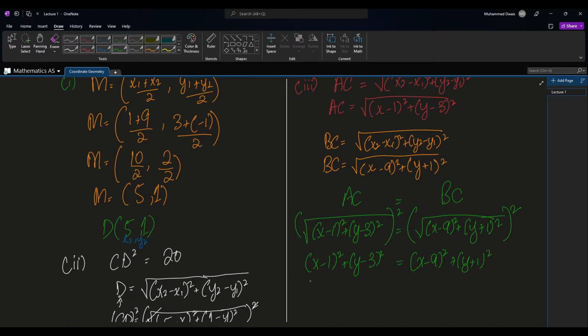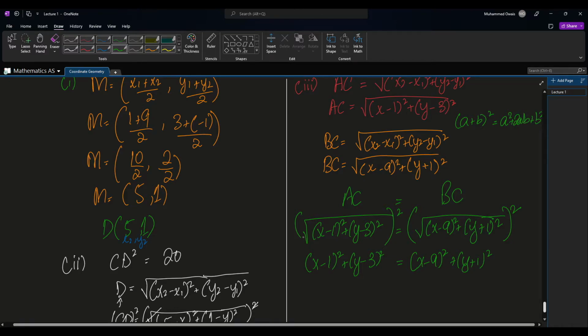Now then, we need to open up these brackets. As always, you need to remember the formula of a plus b squared, which is equal to a square plus 2ab plus b square. Here x is a, minus 1 is b. For the sake of not wasting time, I'll do this faster. If you want to do it yourself, you can pause the video and plug in x as a, minus 1 as b, and solve all of that. Same for y as a, minus 3 as b, x as a, minus 9 as b, and y as a, plus 1 as b. Alright, I'll just do this quickly here.